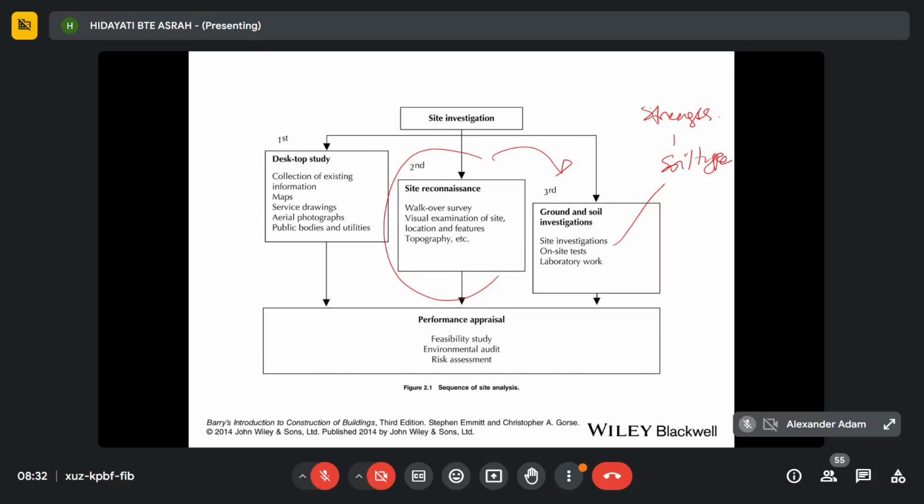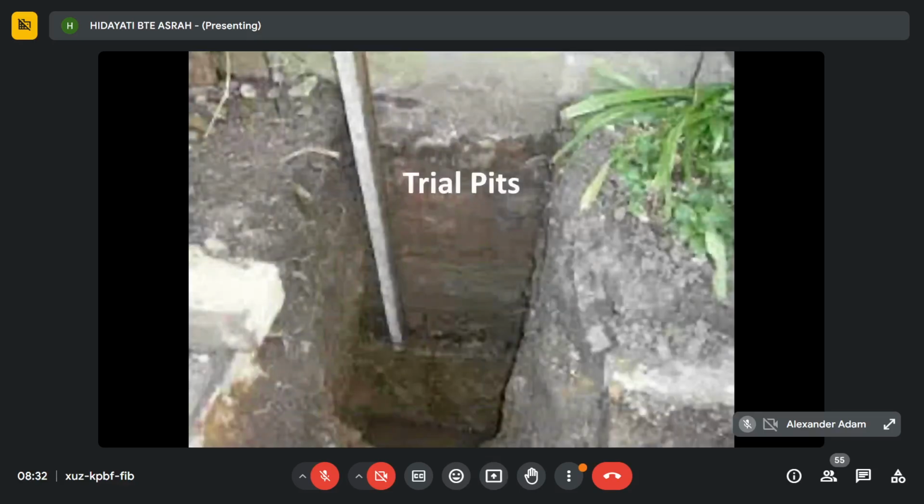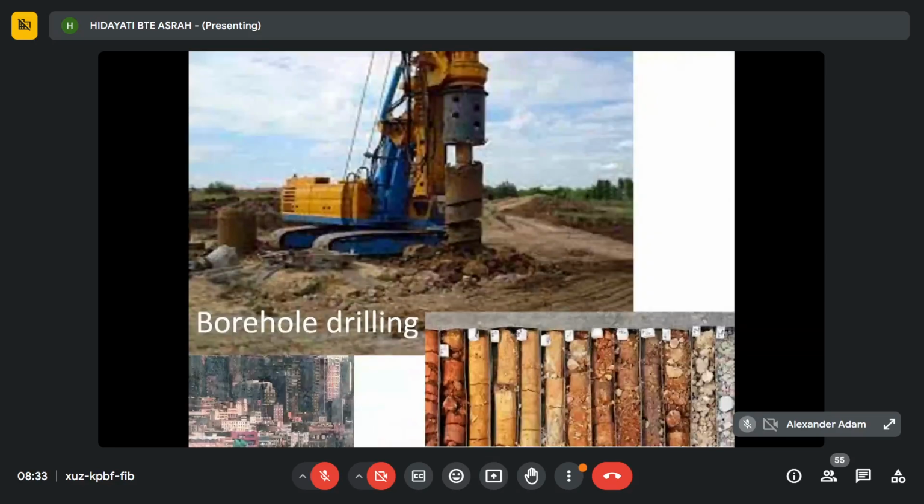But how do you obtain the soil sample? There are three common methods. Number one is trial pits. In this trial pits method, you excavate the ground in order to obtain the soil sample. This is a very simple method. You excavate the ground, maybe you use a changkul, for example. The second method you can use is borehole.